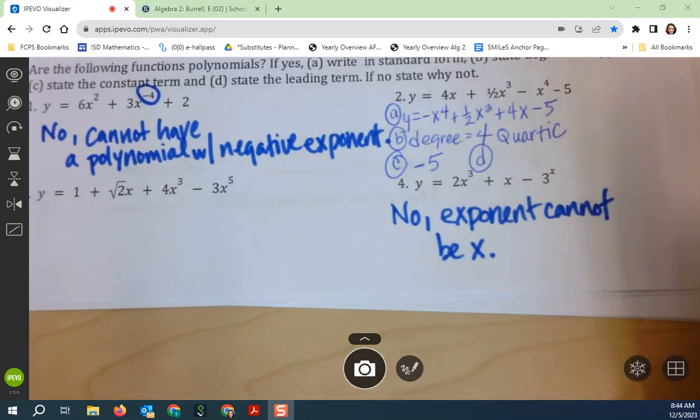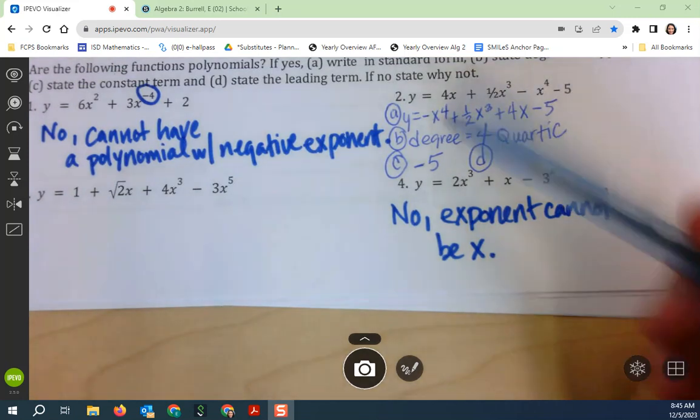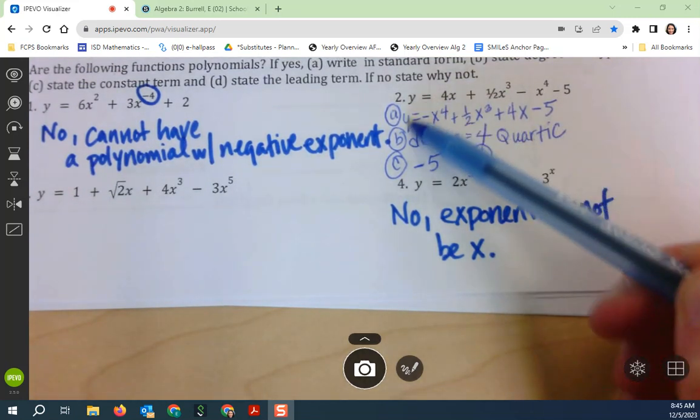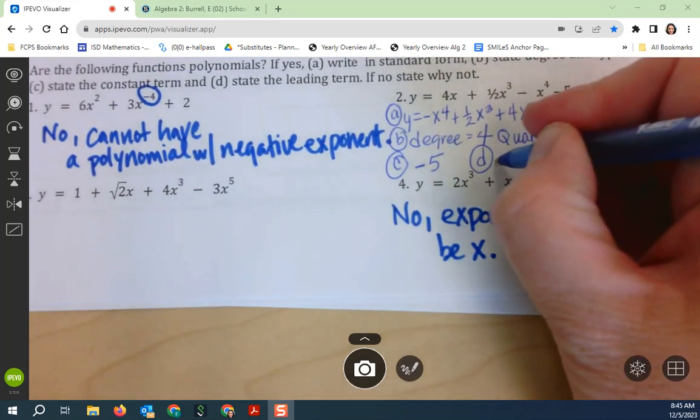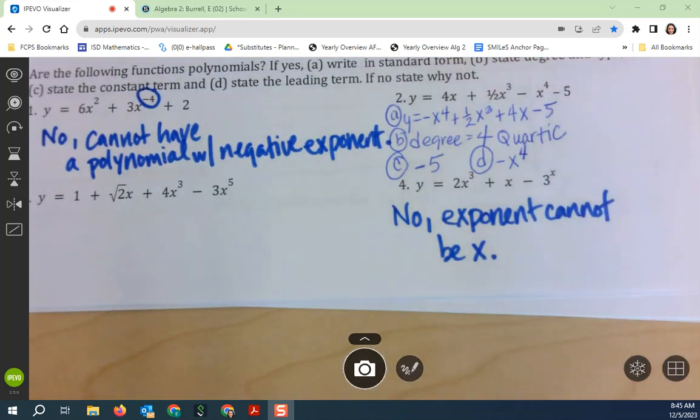And D, state the leading term. Now this doesn't say just the leading coefficient, it's the whole leading term. So you look for that biggest degree, and then what would the leading term be? So the leading coefficient we know is -1. The leading term is negative x to the 4. So that's just the whole term. You will be asked both things in your Delta Math, both leading coefficient and leading term. So if it's leading coefficient, just the number in front, and leading term, it's the whole term.